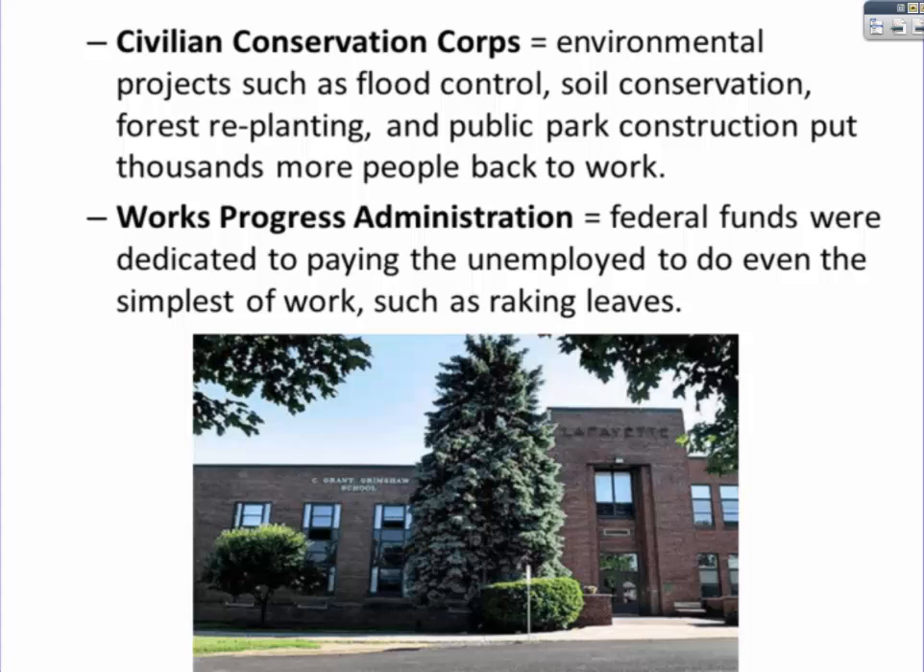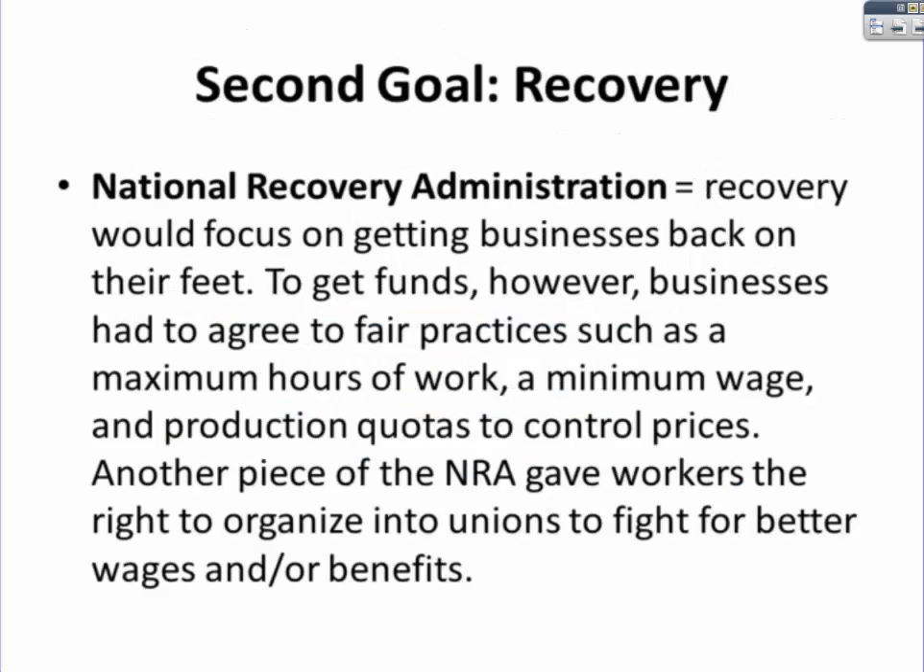The Works Progress Administration. This helped put people back to work who were not receiving jobs in either the Public Works Administration or Civilian Conservation Corps. This dedicated money to paying the unemployed to do the simplest of work, maybe even raking leaves in a local park. FDR's second goal, recovery.